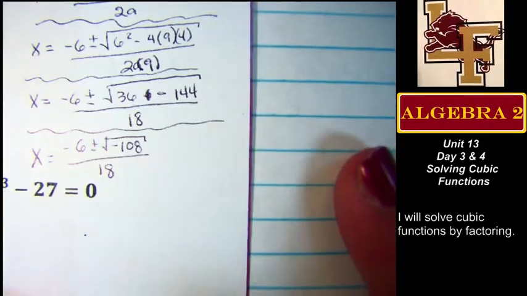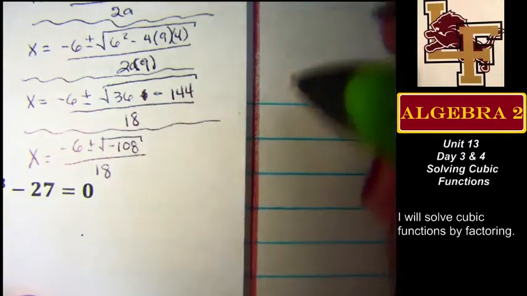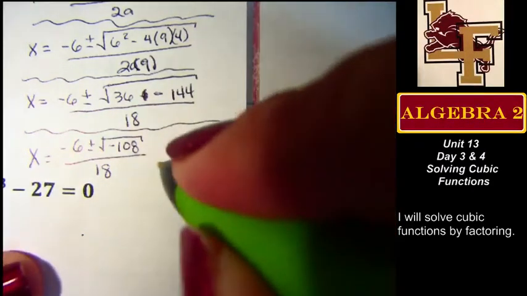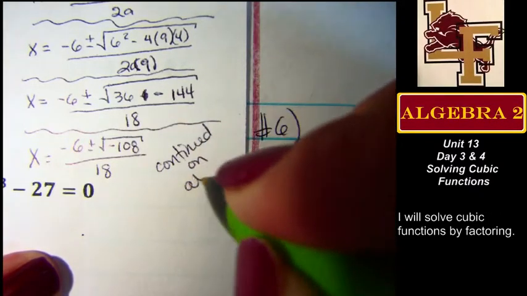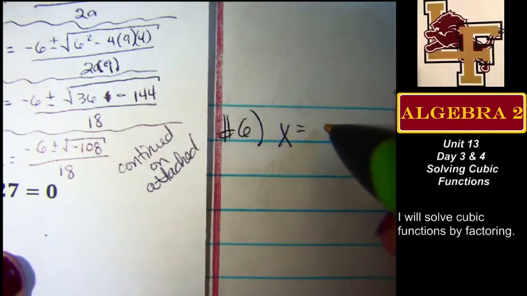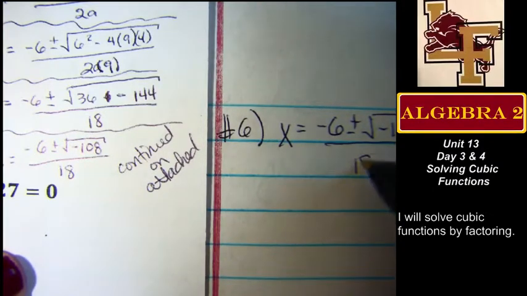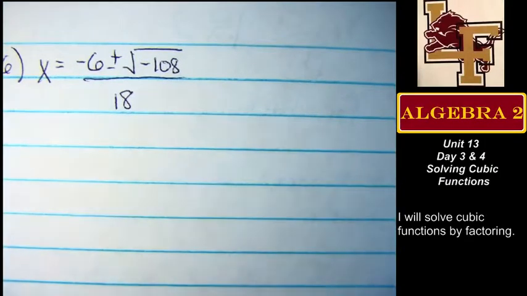I'm out of space, so I'm going to grab some lined sheets of paper over here, and I'm just going to keep writing. So this is number 6, and I'm going to write here, continued on attached. And then I'm going to rewrite where I've left off so that I have it. Okay, so that's where I left off.